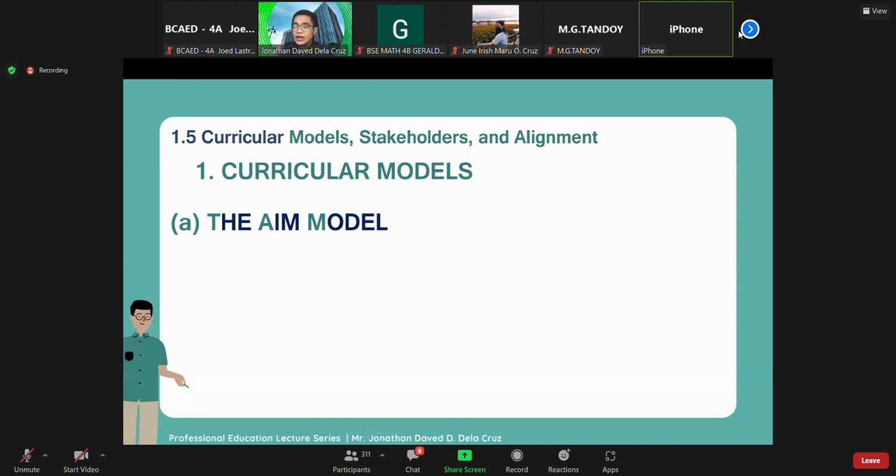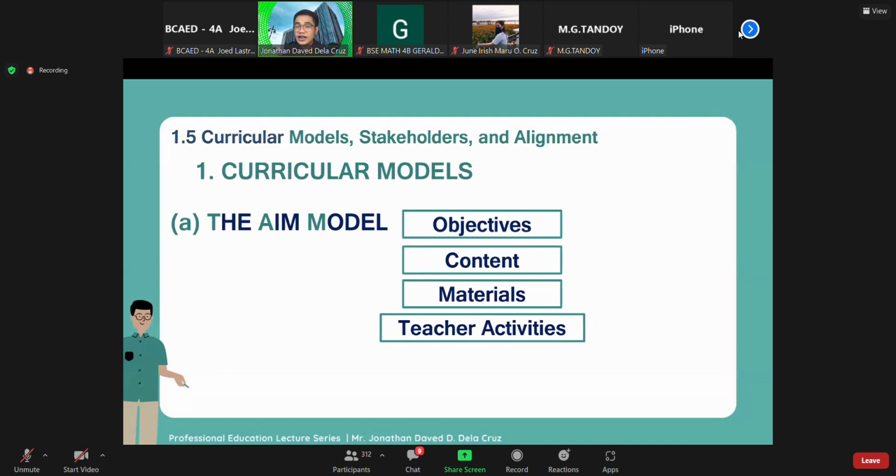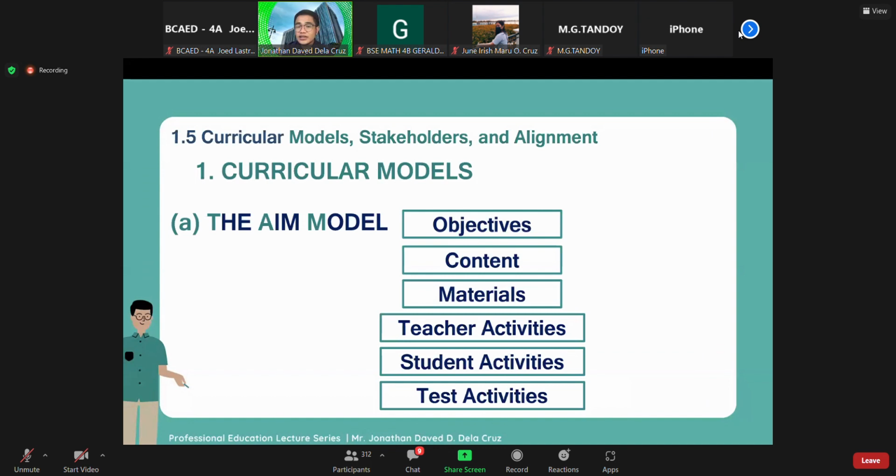The first model that we're going to talk about is the AIM model. I call this the TAM model. First is objectives, second is content, third is materials, fourth is teacher's activity, students activity, and then test activities. Mapapansin ninyo while presenting, mapapansin ninyo later on that the elements are almost the same, no? Pero nagkakaiba lang sa mga structures or nagkakaiba lang sa arrangement or may nadadagdag or may nababawas. Pero halos pare-parehas lang sila.